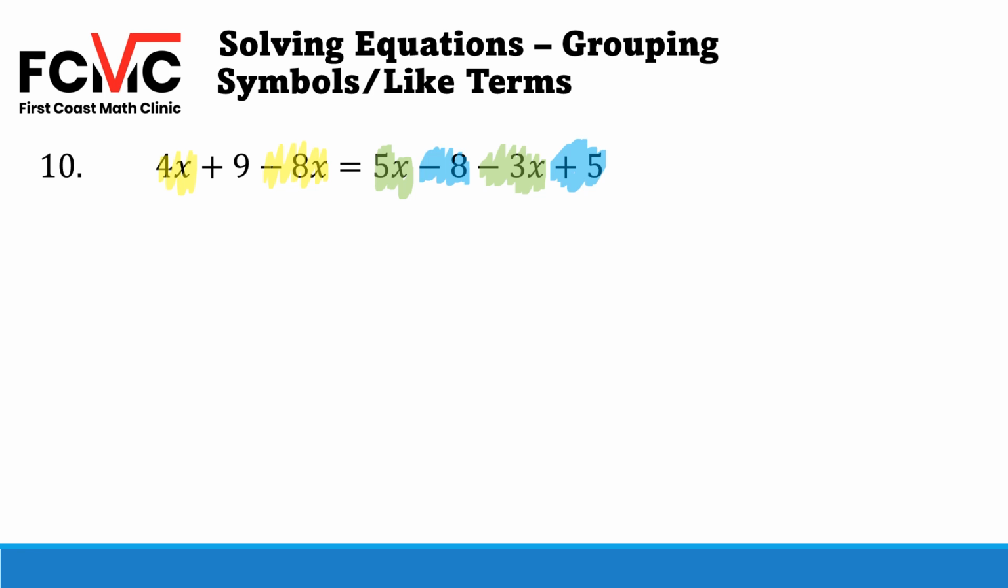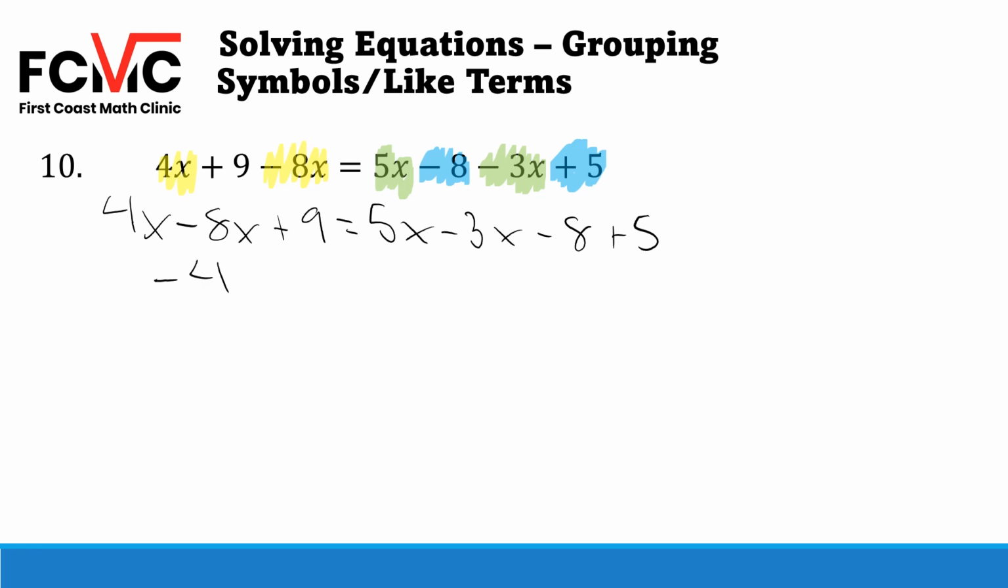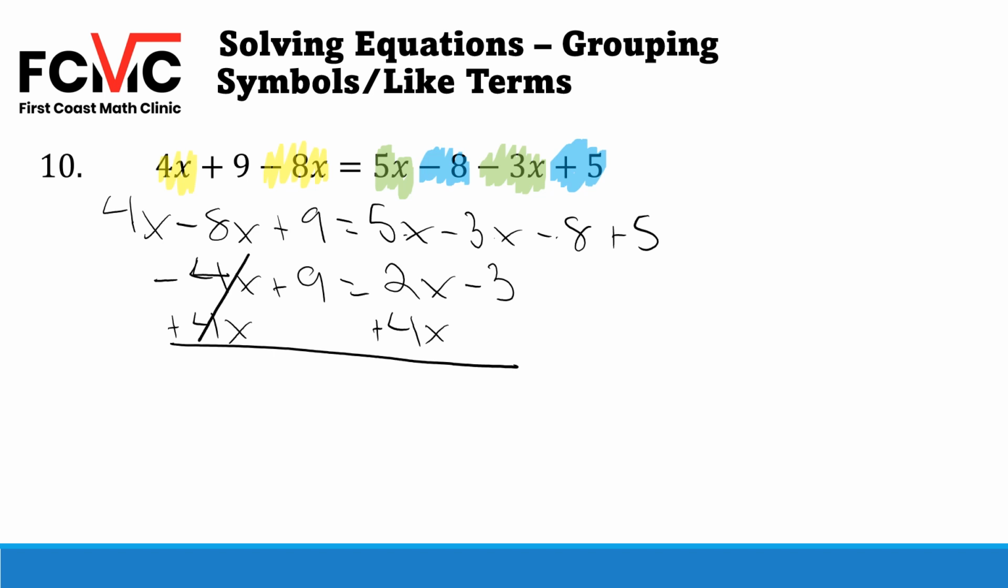So we can rewrite this, grouping our terms together. 4x minus 8x plus 9 equals 5x minus 3x minus 8 plus 5. So now 4x minus 8x gives us negative 4x plus 9. 5x minus 3x gives us 2x, and negative 8 plus 5 gives us negative 3. Now let's combine our like terms across the equal sign. So I'm subtracting 4x, so let's add 4x, add 4x. The 4x's cancel out.